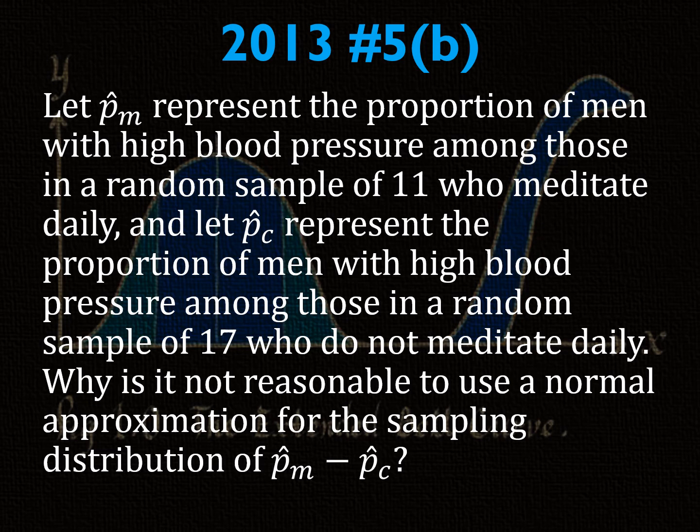Why is it not reasonable to use a normal approximation for the sampling distribution of PM hat minus PC hat? So this is a question that I could see them asking on this abbreviated AP test. It doesn't require a calculator to do it, and yet you still need to check the normal condition.